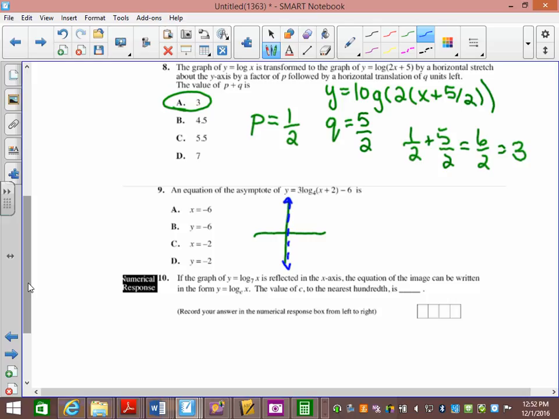What's the only thing that moves to the left or to the right? What translation? Horizontal, yes. So the only thing that's moving this is that translation right there. So how did I move it? 2 to the left. It's normally at 0. It's moved 2 to the left.